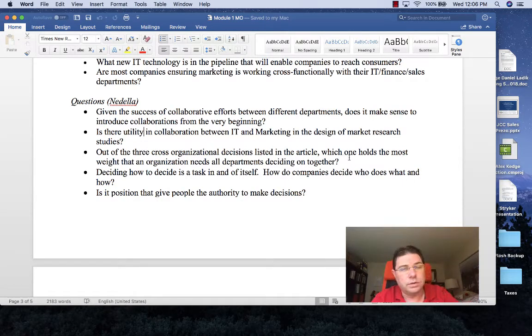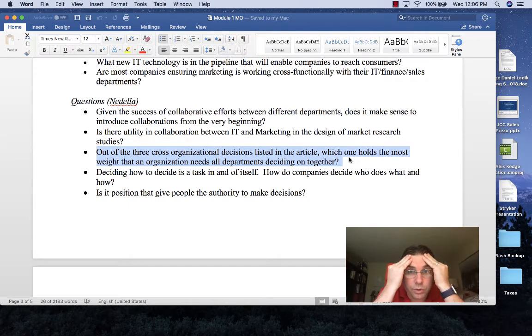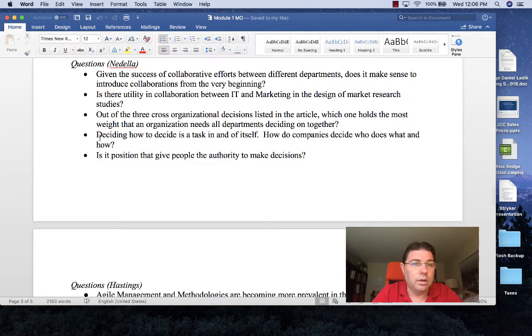You know, the article, this is a weakness of the article. Out of the 3 cross-organizational decisions listed in the article, which one holds the most weight in organizational needs across all departments? All right. Off the top of my head, I'm trying to remember all 3 of the decisions. I don't know which holds the most weight, to be honest with you. And I don't think there are just 3 cross-organizational decisions that need to be made. Deciding how to decide is a task in and of itself. How do companies decide what does what and how?